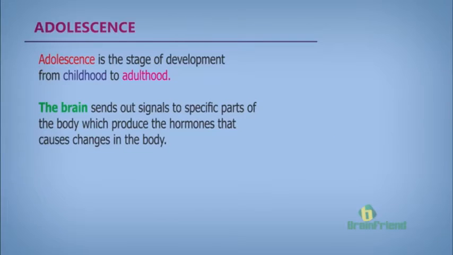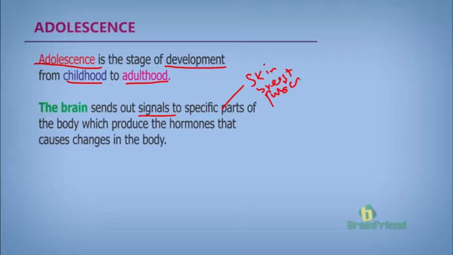Now, the stage of development from childhood to adulthood is called adolescence. Adolescence is the stage of development from childhood to adulthood. The brain sends signals to specific parts of the body. It sends signals to the skin, to the breast, to the pubic region, the sexual organs, and it causes those changes that we see in our body.